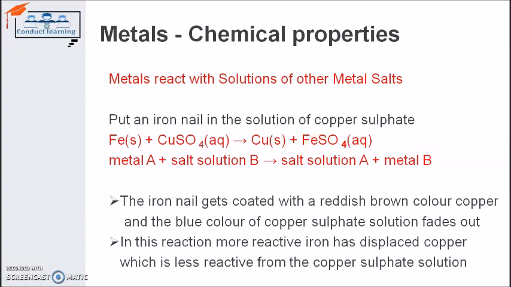Copper is less reactive than the iron. In this reaction, more active iron has displaced copper. Sorry, the iron is more active than copper because iron displaces the copper from copper sulfate solution. So iron is more active than copper. That's why it displaces it and itself attaches with the sulfate and forms iron sulfate. So in this reaction, the iron is very much reactive and the copper is less reactive. That's why iron sulfate is formed, and iron is getting brown in color and copper sulfate solution is getting faded.